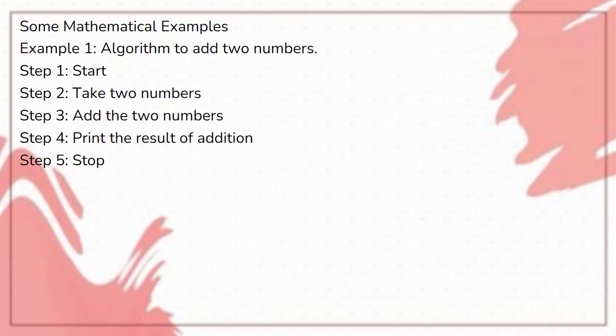Some mathematical examples. Example 1. Algorithm to add two numbers. Step 1. Start. Step 2. Take two numbers. Step 3. Add the two numbers. Step 4. Print the result of addition. Step 5. Stop.